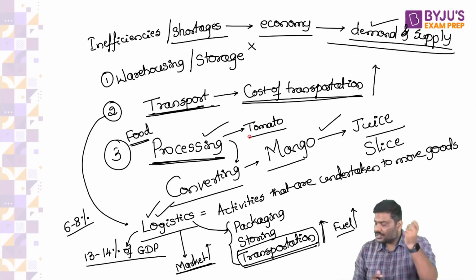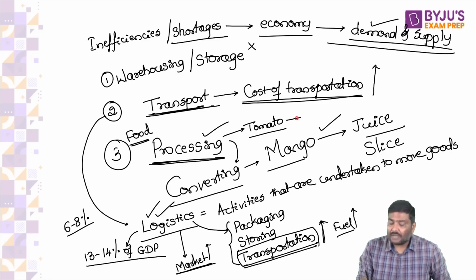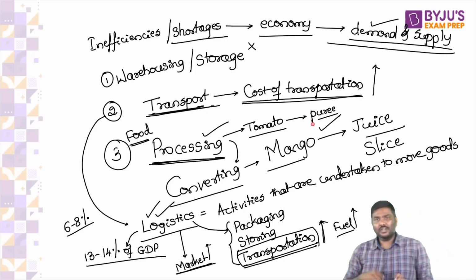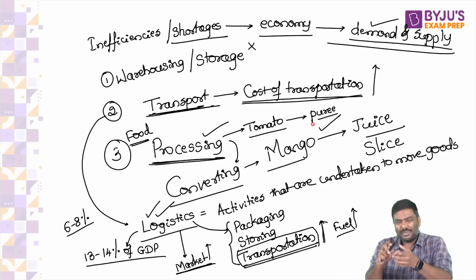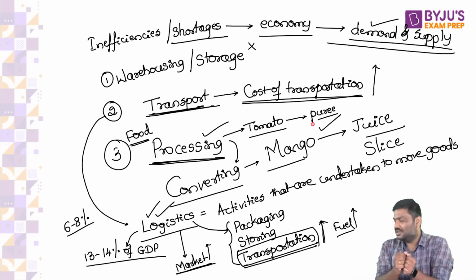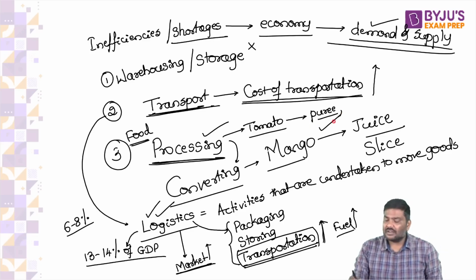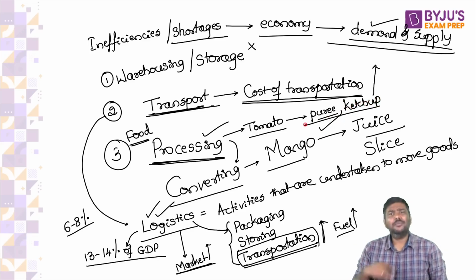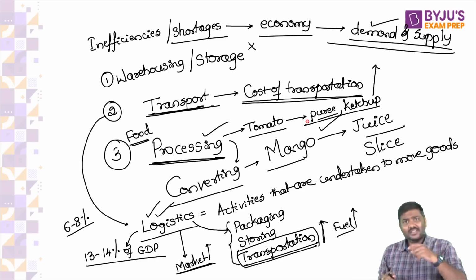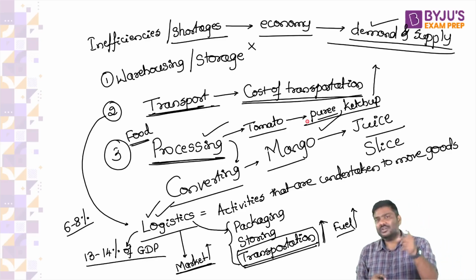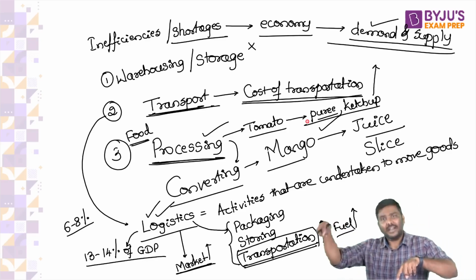Fresh tomatoes can be converted into puree. Puree is nothing but the basic smashing of tomatoes. Tomatoes can be converted into ketchup. That is basically the processing of tomato. In case of India, only 1% of the tomato that is produced is processed.